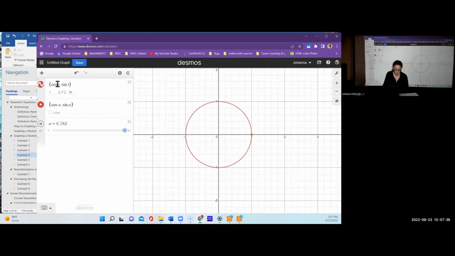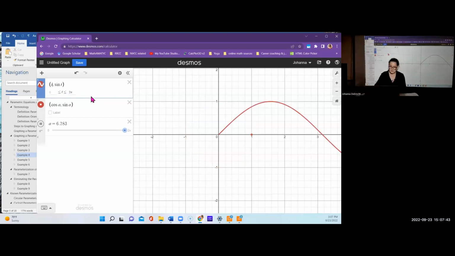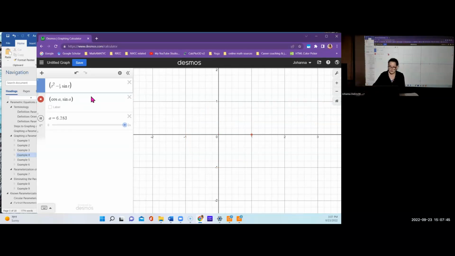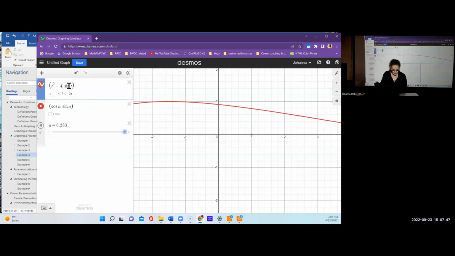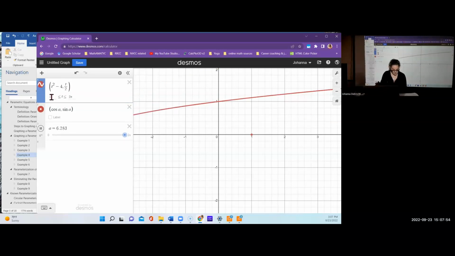t squared minus 4. So this would give me t squared minus 4. And then I believe the next one was t divided by 2. And it's going from -2 to 3. And then I need to do the same thing in here because I've got to change that or it's still going to be going on the wrong one.